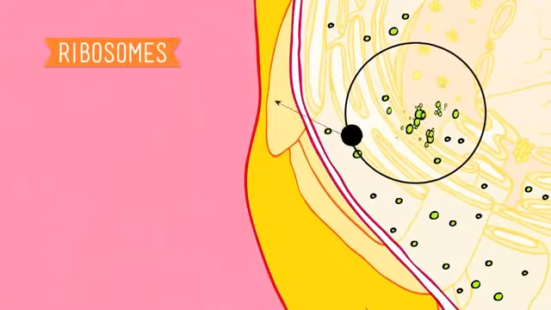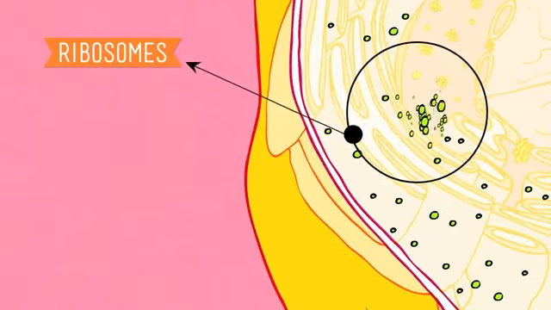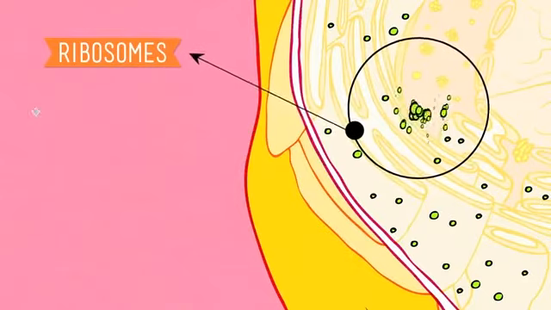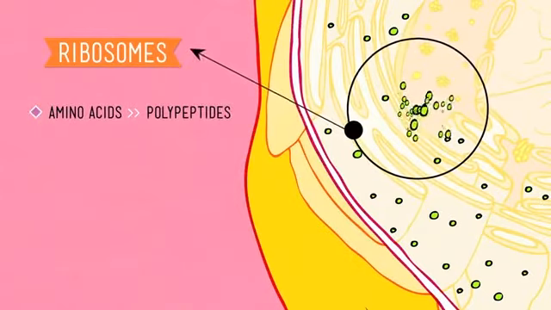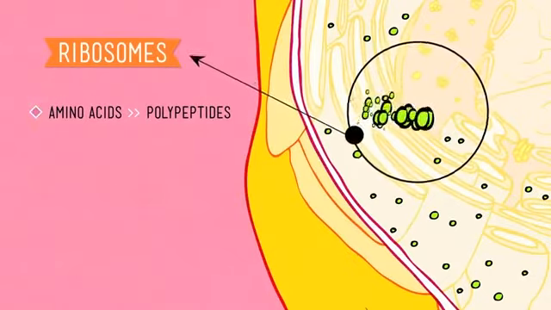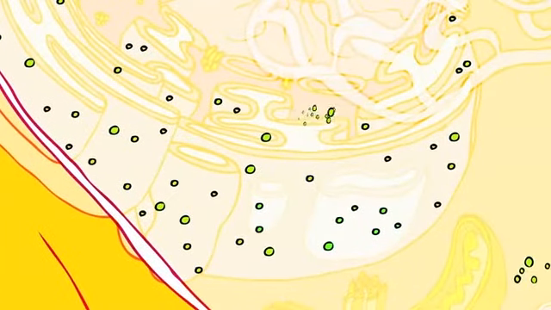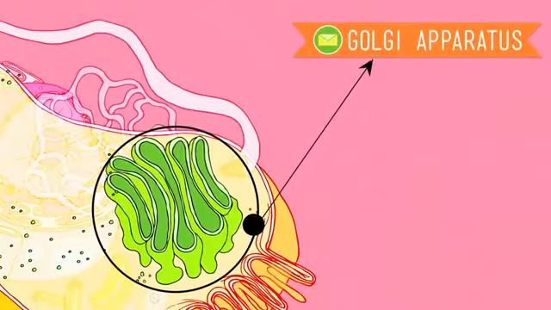And those proteins are created by another type of organelle, the ribosome. Ribosomes can float freely throughout the cytoplasm or be attached to the nuclear envelope, which is where they're spat out from. And their job is to assemble amino acids into polypeptides. As the ribosome builds an amino acid chain, the chain is pushed into the ER. When the protein chain is complete, the ER pinches it off and sends it to the Golgi apparatus.